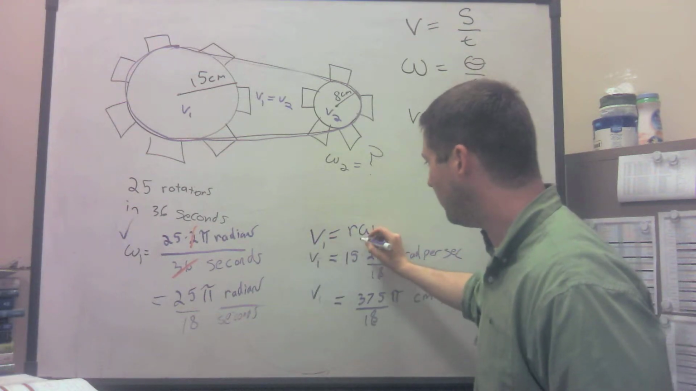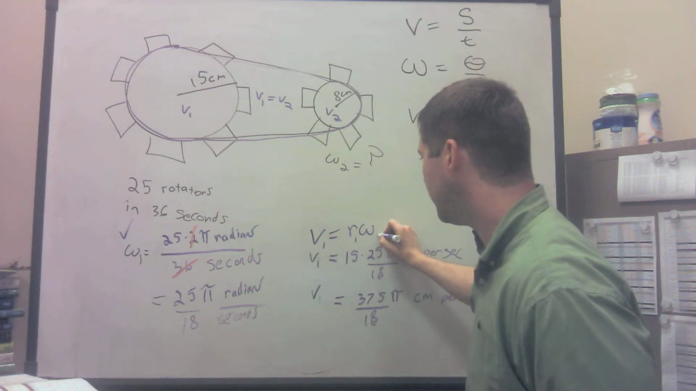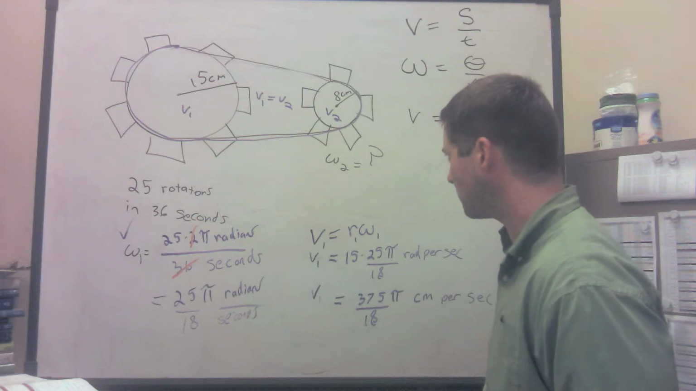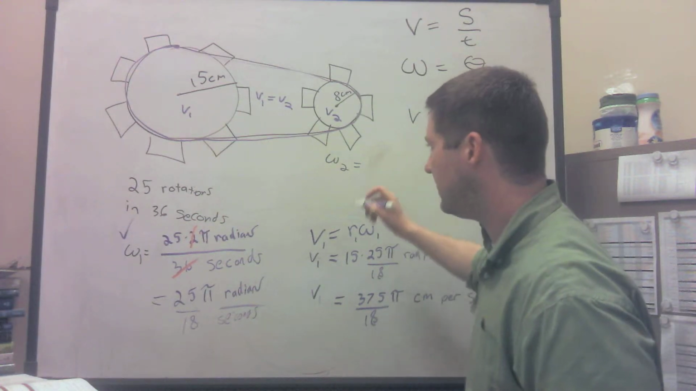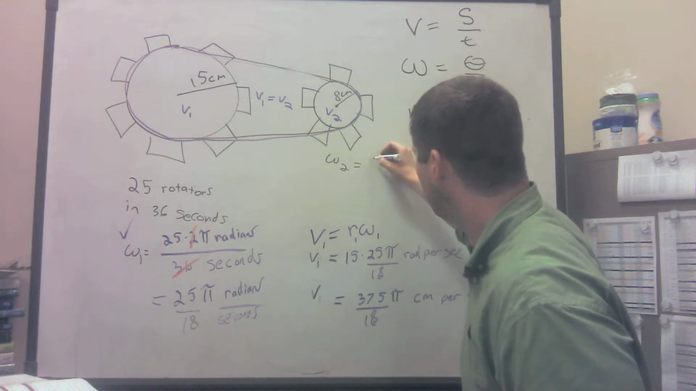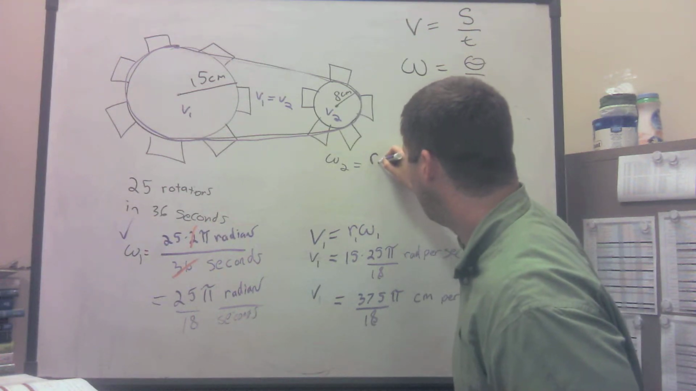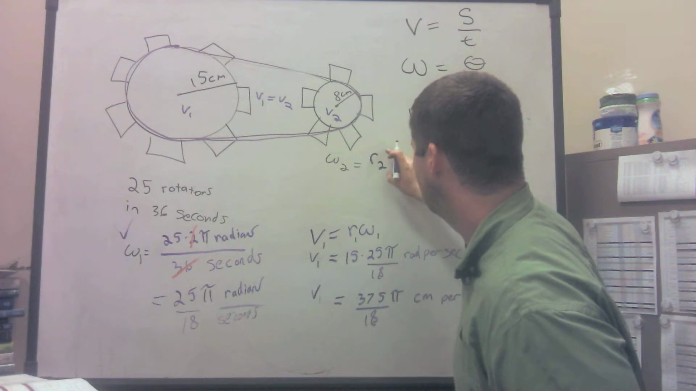So V1 equals R1 times omega 1. Well, then what is omega 2? Omega 2 has to equal R2. Oops, sorry.